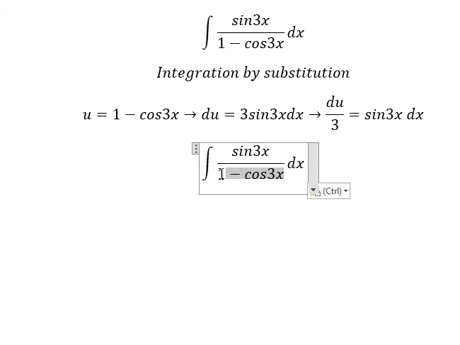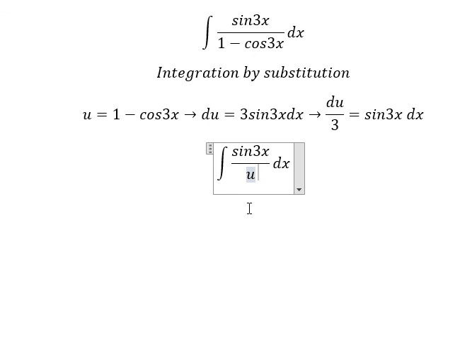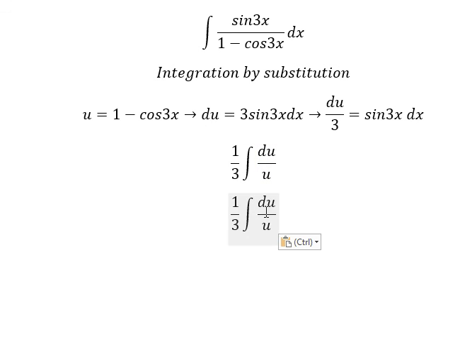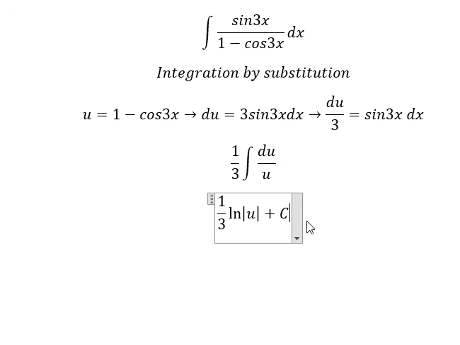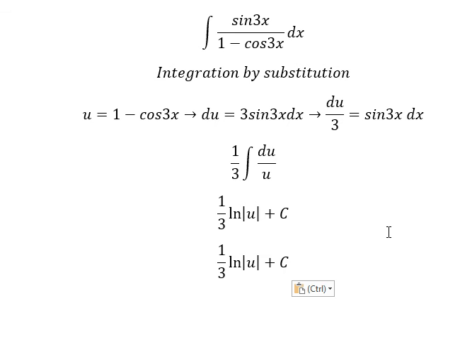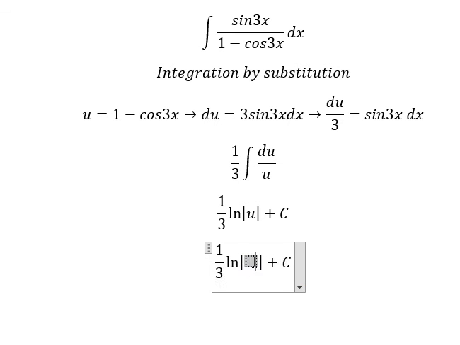This one we change to u. Sine 3x dx we change to du over number 3. The integral of this one, we have ln of the absolute value of u, and we put c. About u, that's 1 minus cosine 3x.